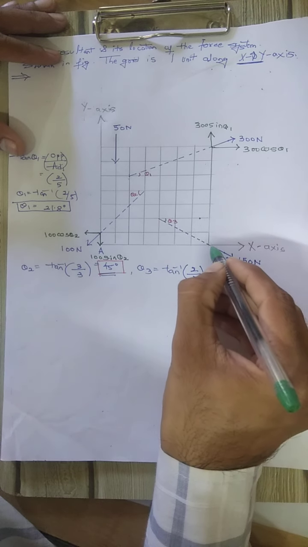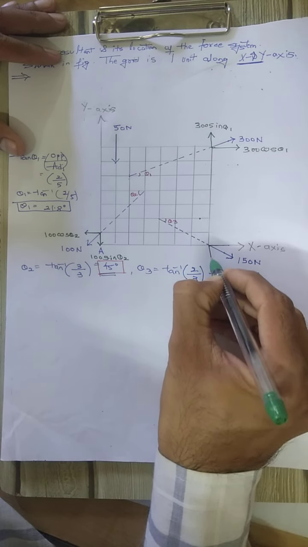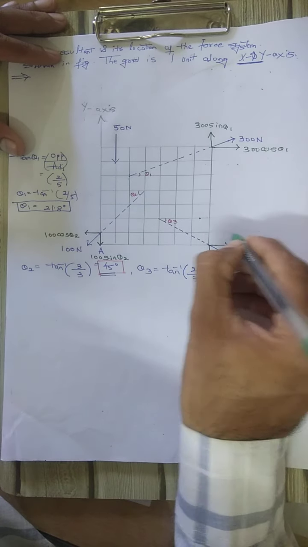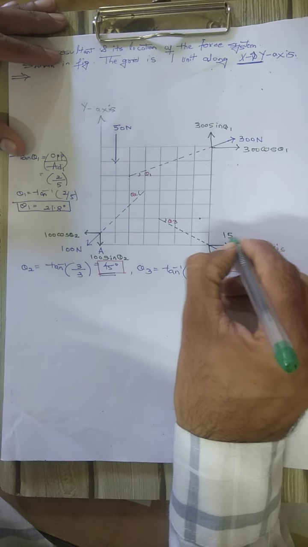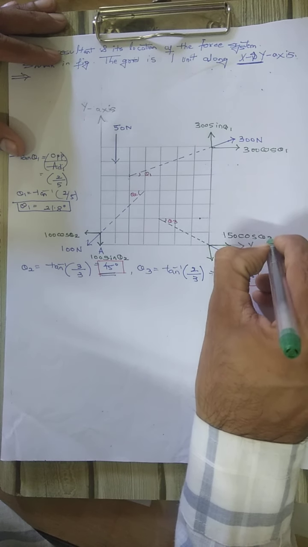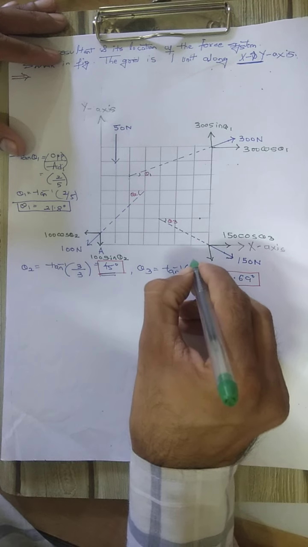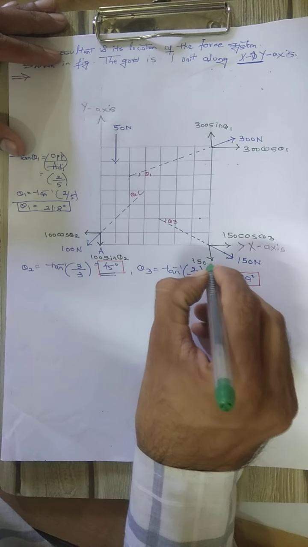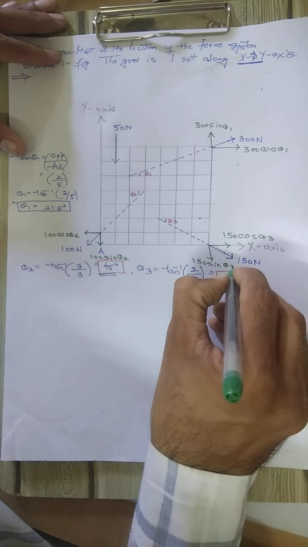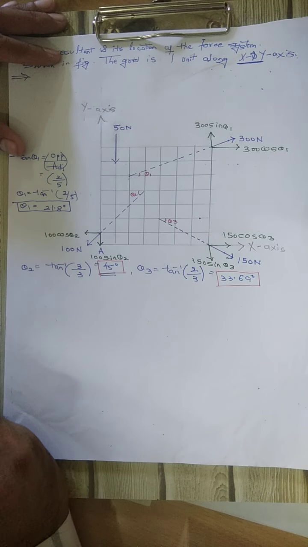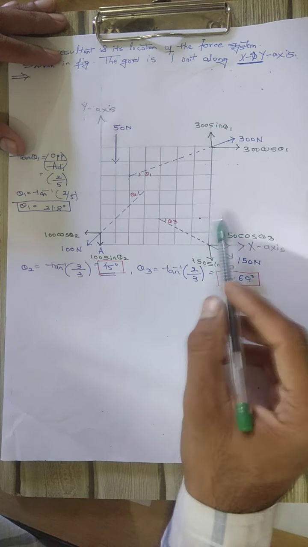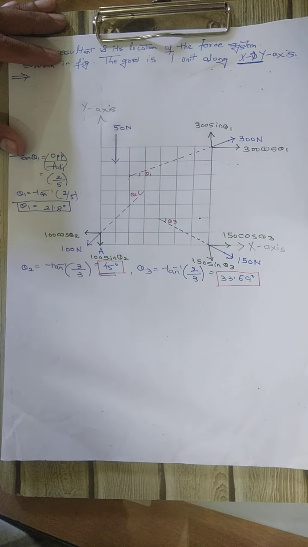What about theta 3? Again we can resolve this along these two directions. Again x component will be 150 cos of theta 3, and this will be 150 sine of theta 3. So we have resolved the forces along x and y directions. So these are the three inclined forces that were there. So we have resolved all the three forces.